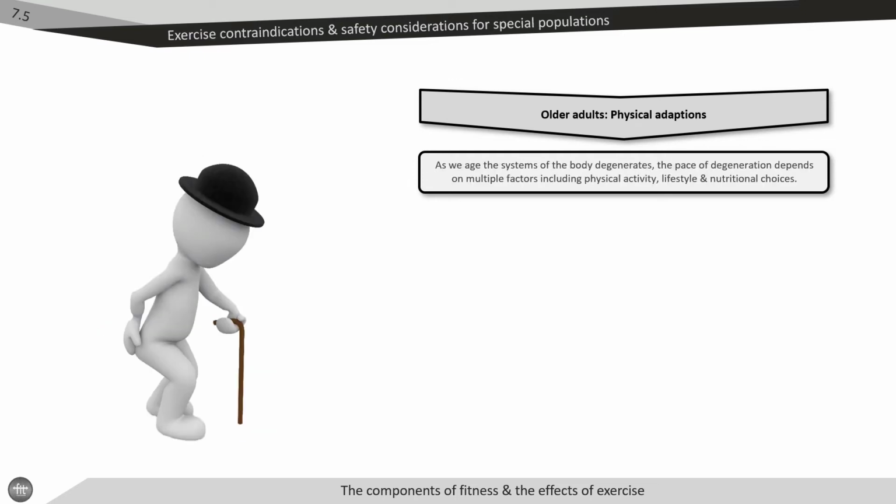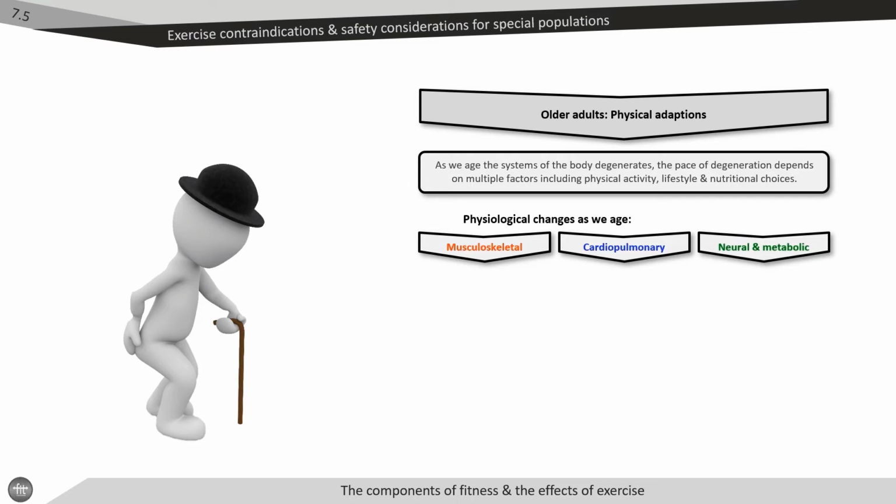As we age, the systems of the body degenerate. The pace of degeneration depends on multiple factors, including physical activity, lifestyle, and nutritional choices. We will look at some of the naturally occurring changes as we age, specifically the musculoskeletal, cardiopulmonary, neural, and metabolic systems.